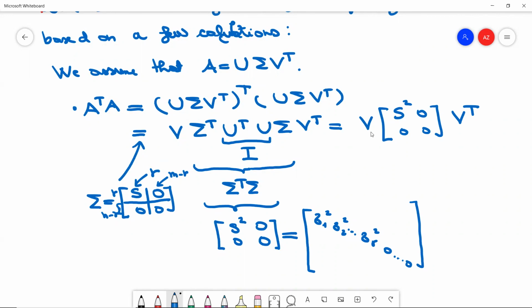So here we see the idea of how to calculate the SVD decomposition of A. We can calculate A transpose A, calculate its eigenvalues, and from those eigenvalues, just take square roots and get the singular values of A. And if you also calculate the eigenvectors of A transpose A, then we get the columns of V. So now we have the candidate for sigma, we have the candidate for V, and how to get the candidate for U?